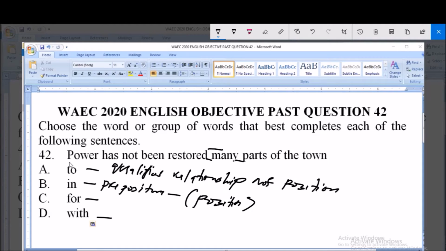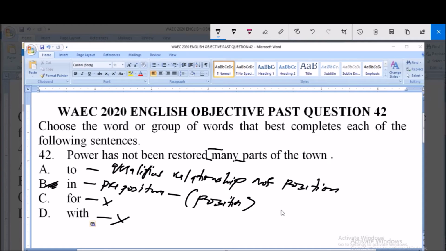So "power has not been restored for many parts of the country" cannot be a good preposition for this expression. And we cannot say "power has not been restored with many parts of", so this cannot be a good preposition for this expression either. The best preposition for this sentence is: power has not been restored in many parts of the town. So "in" is the correct preposition.